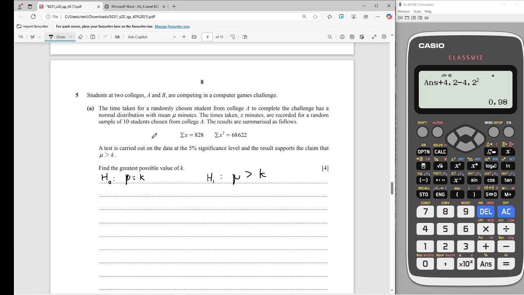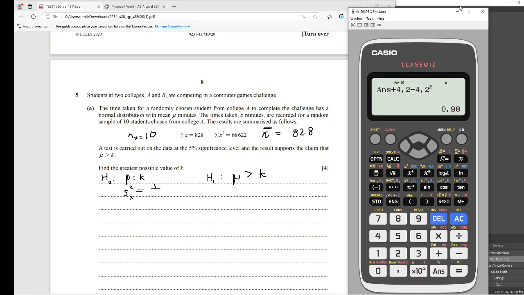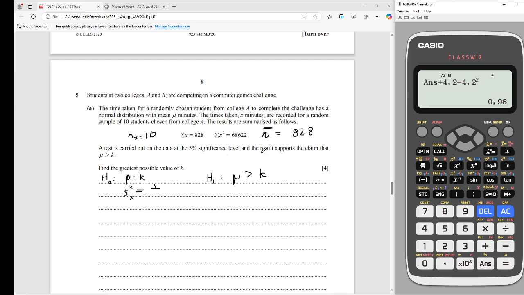First thing we need to do is calculate the test statistic, so we need to first calculate the unbiased estimate S² of x, which is equal to 1 divided by the number of terms of x. Alright, I need to write the number of terms of x equals 10, and the sample mean of x equals 828 by 10, which is 82.8. Right. Okay, moving on.